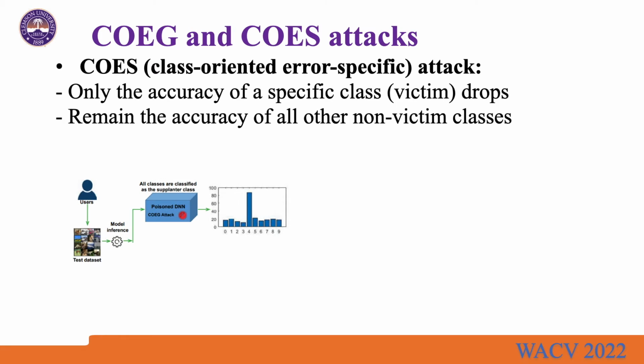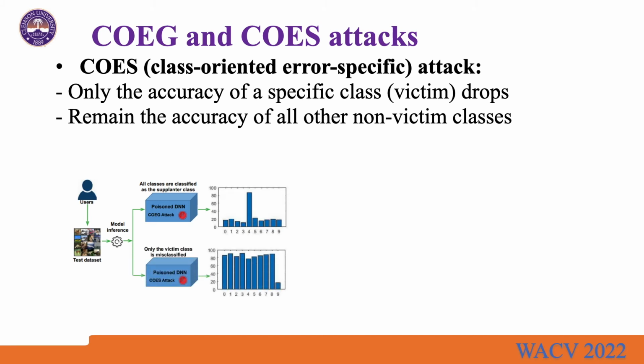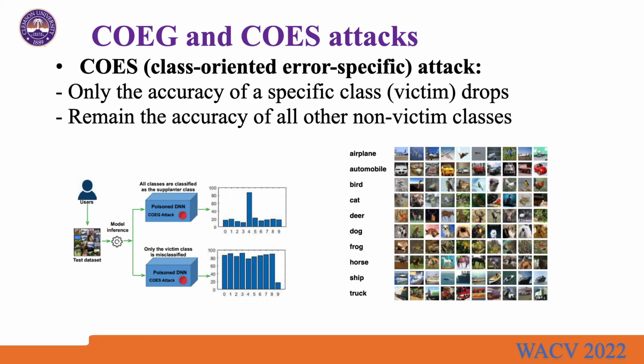For the class-oriented error-specific attack, we only want to degrade the accuracy of a specific class, which we call the victim class. At the same time, we want to maintain the accuracy of all other non-victim classes. For example, we set the horse class as the victim class, and we want to degrade the accuracy of this class by misclassifying the images into other classes. Meanwhile, we want to keep a high test accuracy on all the other classes.